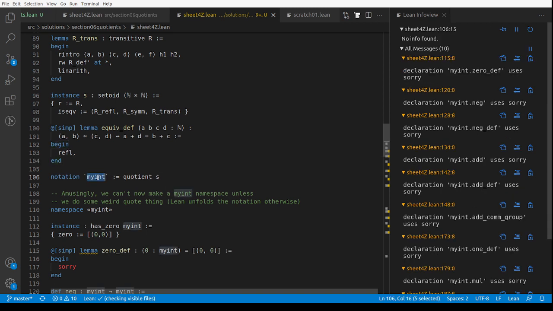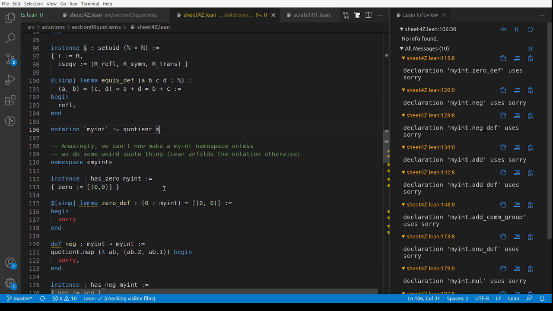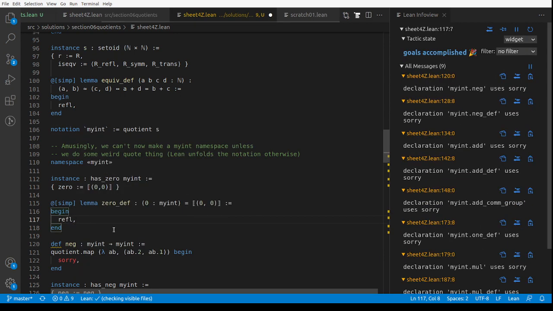So now we'll define my int to be the quotient. So these are what I claim is the integers, and now let's prove that they're a commutative ring. So we start by defining 0. It's the equivalence class of (0, 0). So the proof of that will be rfl.